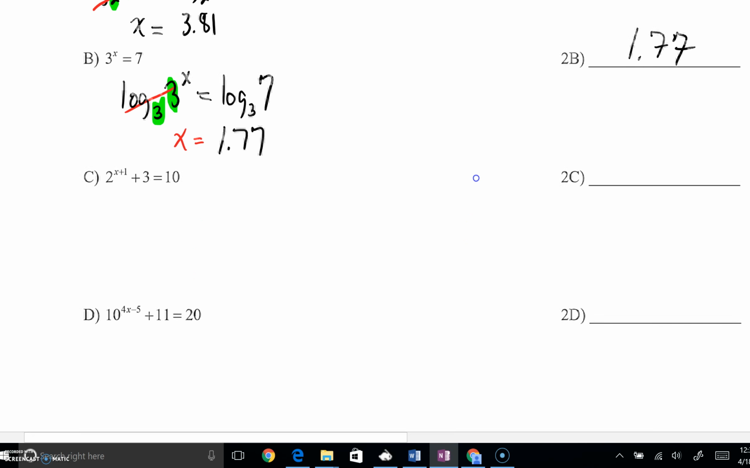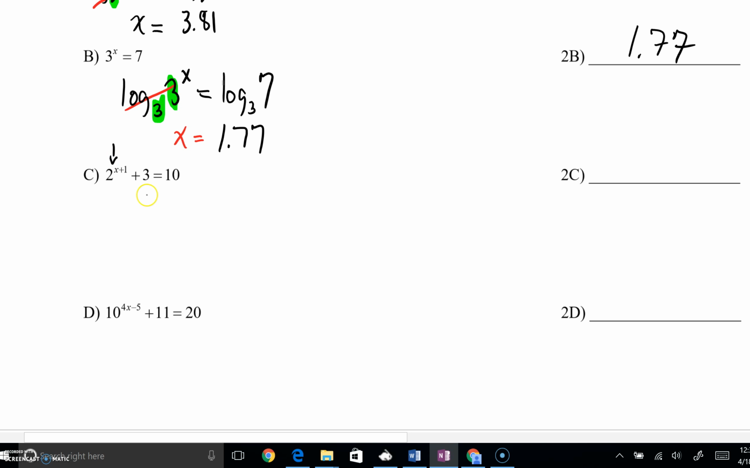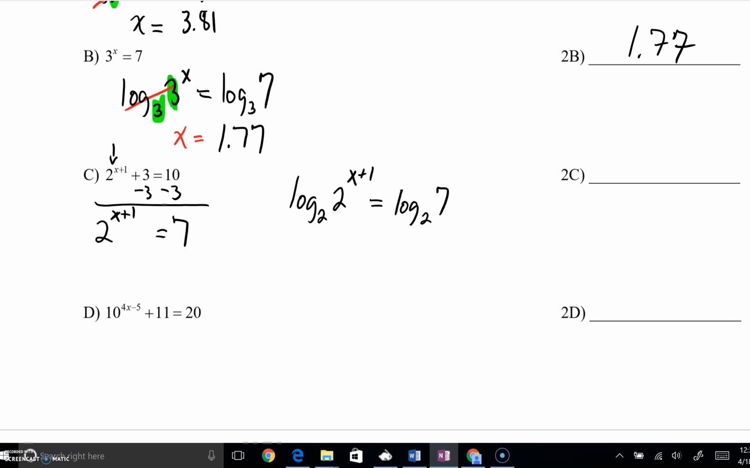Letter C. What you want to do is get your exponential term alone. So I'm going to minus a 3 on both sides. And we'll have 2 raised to the x plus 1. And our exponent's a little bit more complicated, but tell you what, I'm going to take a log base 2 on both sides. And again, I hope you're catching this pattern that whatever the base is, that's a base of 2, that's going to be the base of the log. The whole purpose is that that wipes out. And then nicely, you'll just have x plus 1.